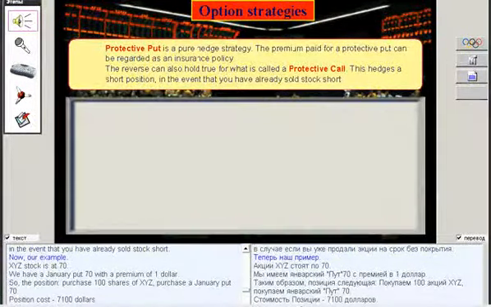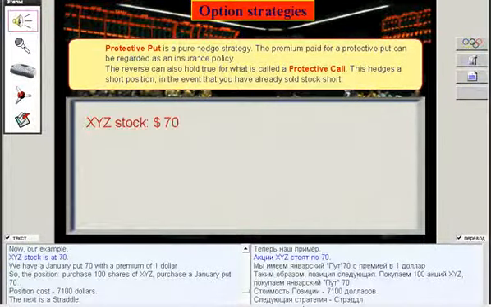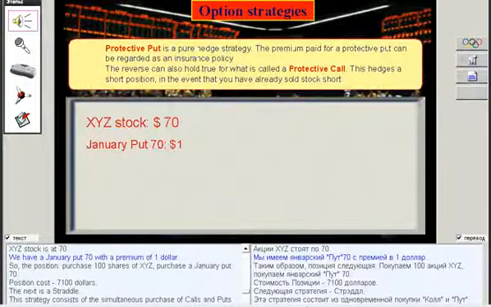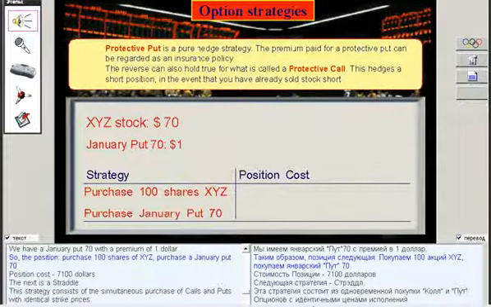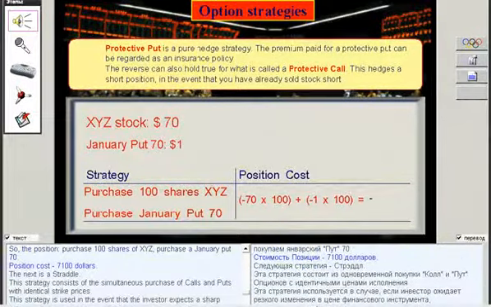Now our example. XYZ stock is at 70. We have a January put 70 with a premium of $1. So the position: purchase 100 shares of XYZ, purchase a January put 70. Position cost, $7,100.